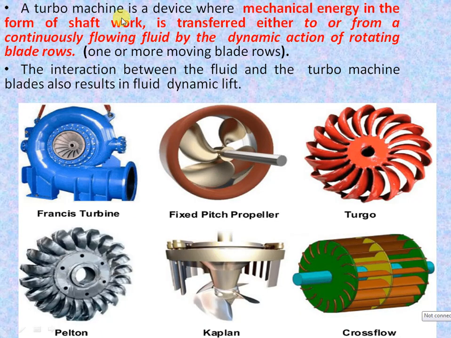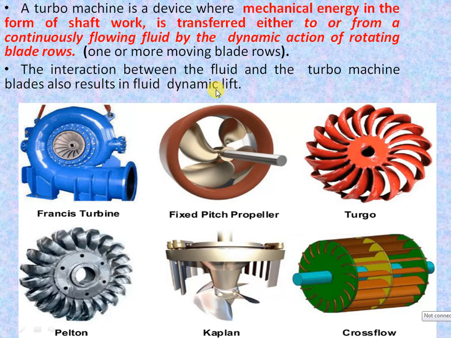The turbo machine is a device where mechanical energy in the form of shaft work is transferred either to or from a continuously flowing fluid by the dynamic action of a rotating blade row. One or more moving blade rows may be used. Normally water turbines have a single moving blade row, but in a steam turbine a larger number of moving blade rows are used. The interaction between the fluid and the turbo machine blades also results in fluid dynamic lift.